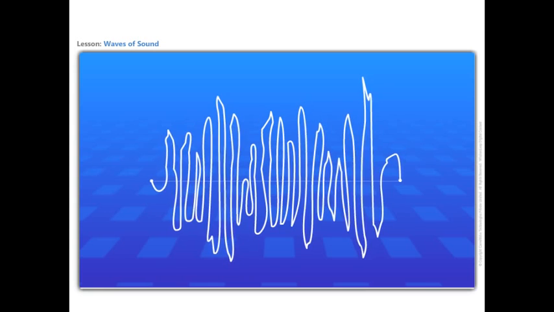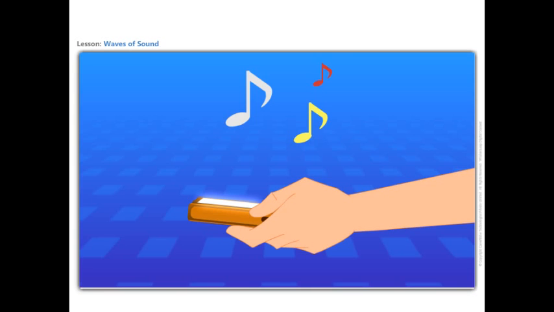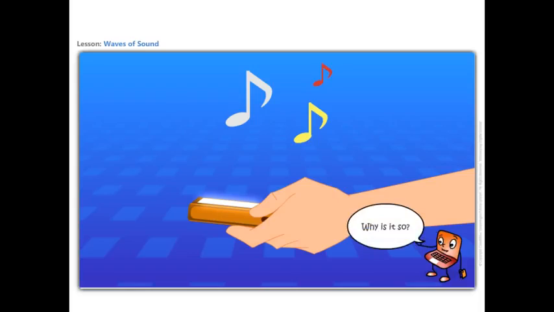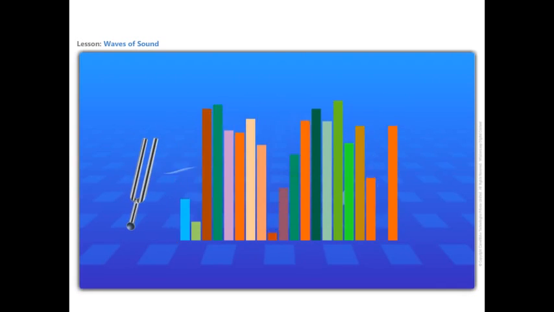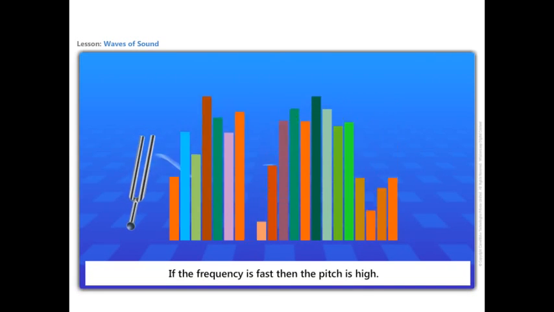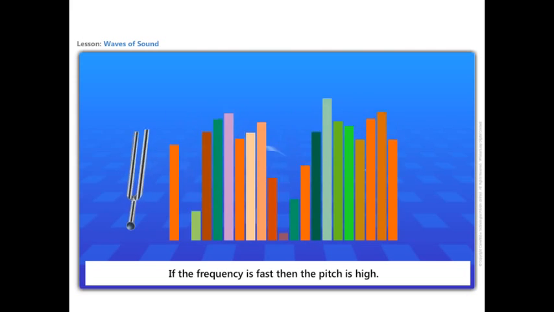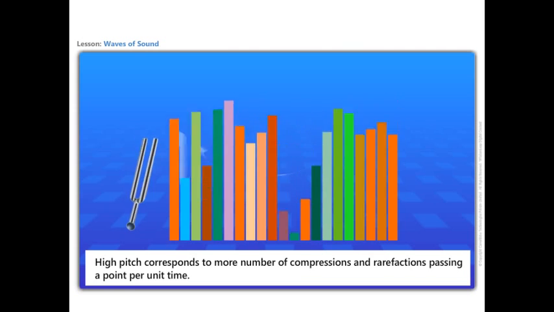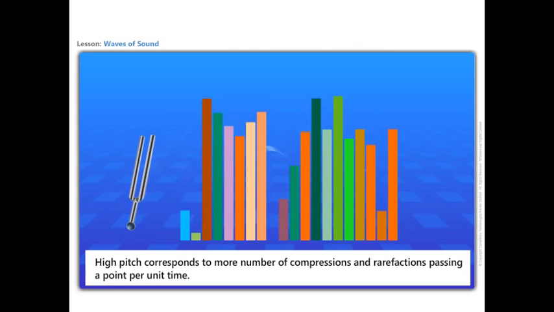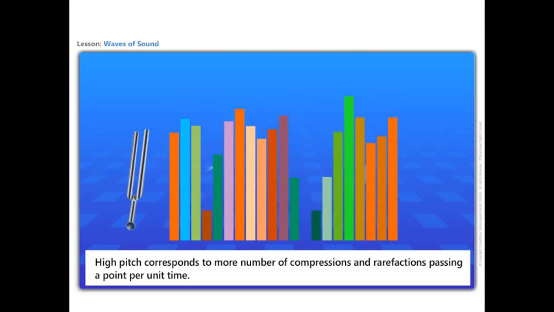Our brain can interpret the frequency. For example, just by listening to an unknown voice on the phone, we are able to characterize it as male or female. Why is it so? This is because of the difference in the characteristics of the sound. One such characteristic is the pitch. If the frequency is fast, then the pitch is high. Generally, females have a higher pitch. High pitch corresponds to more compressions and rarefactions passing a point per unit time.